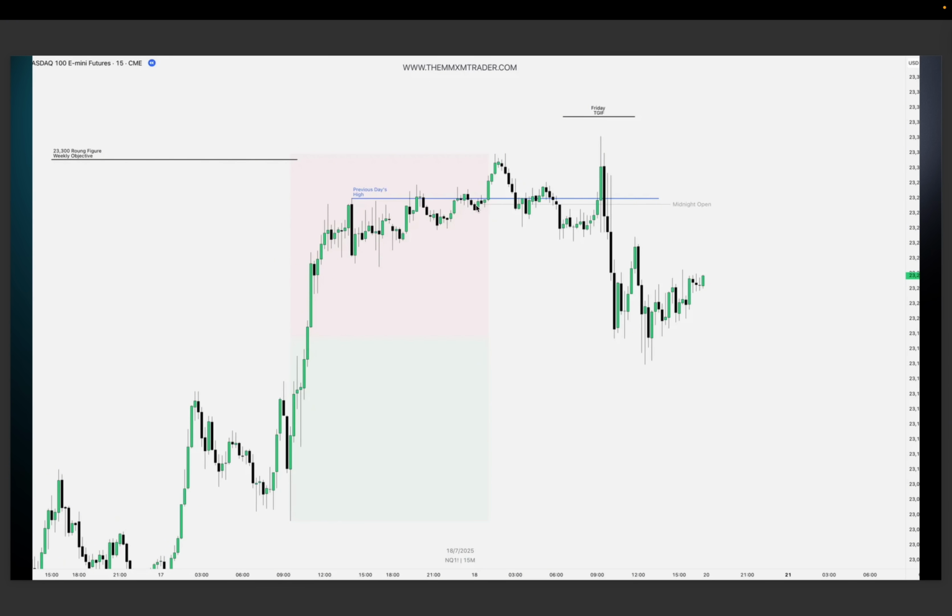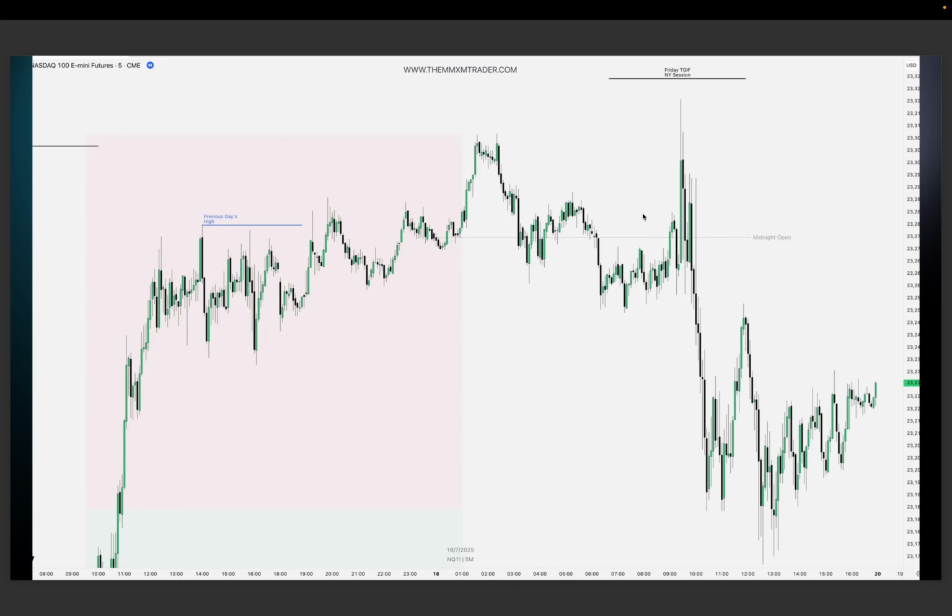Another one of the points we have to check off is, do we go above the midnight opening price on Friday TGIF during the New York session? Yes, we do here. So we've checked off another point on the checklist. Now looking at this here, we can see the market's gone above the highs. We're above the previous day high and we're above the midnight open. All of this price action here is in a premium.